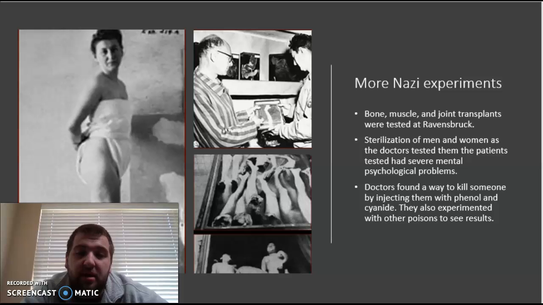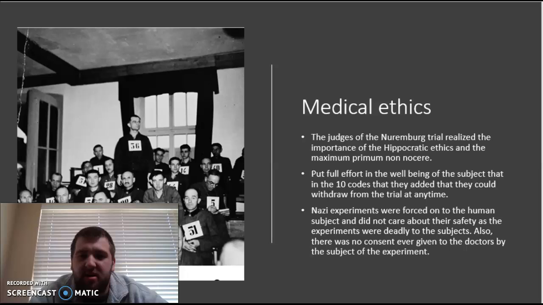Doctors found a way to kill somebody by injecting them with phenol and cyanide. They also experimented with other poisons to see what they would do. They tested them in food, water, and other things. Ethics: the judges of the Nuremberg trial realized the importance of the Hippocratic ethics and the maxim primum non nocere.